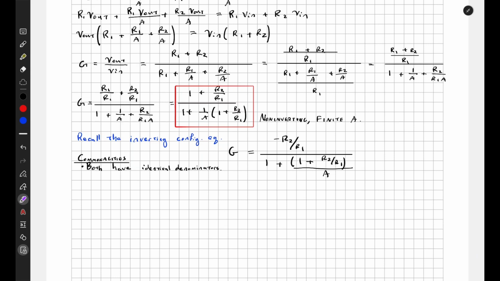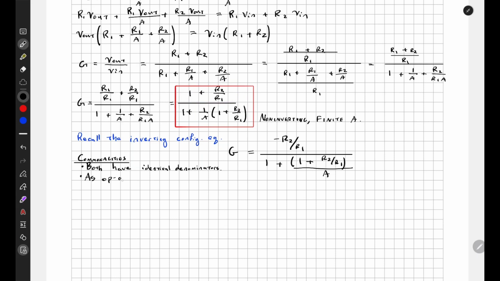Now let's discuss what happens on the non-inverting configuration as the op-amp becomes more ideal. So as the op-amp becomes more ideal, this term goes to infinity, then causing this whole term to go to 0. So then it's just divided by 1. So then like the equation for the inverting configuration, as the op-amp becomes more ideal, the closed loop gain equals the numerator.